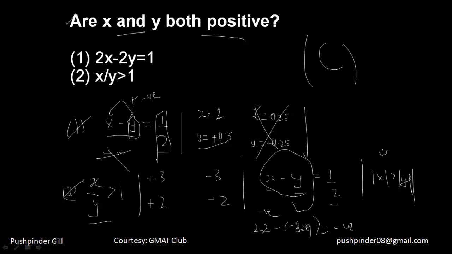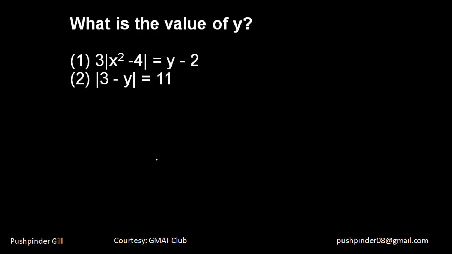Now you understand that I did not think anything about the magnitude of the values. I was just thinking about the signs, because for me to get x minus y to be 1 by 2 is no big deal. I can pick up any set of numbers. So understand that most of the time it's the sign which plays a very major role in GMAT inequality questions, right? Okay, great. Let's move forward.